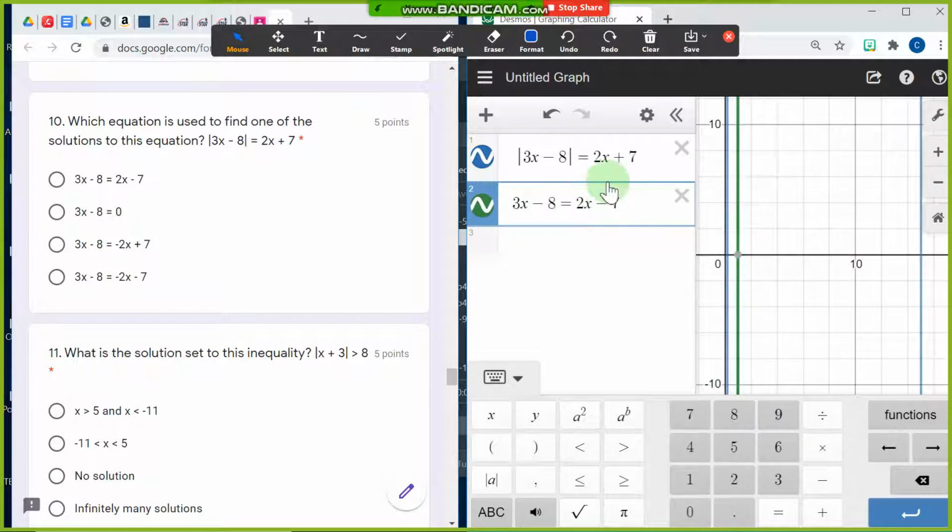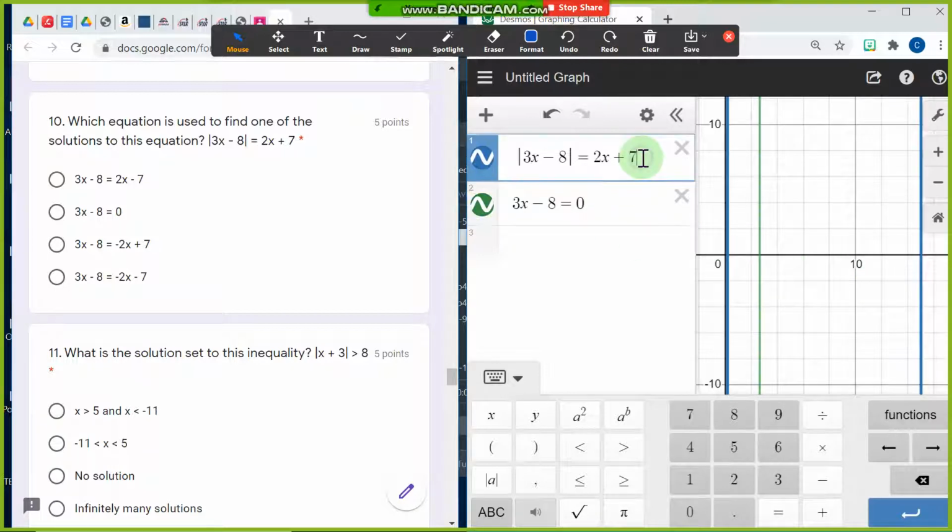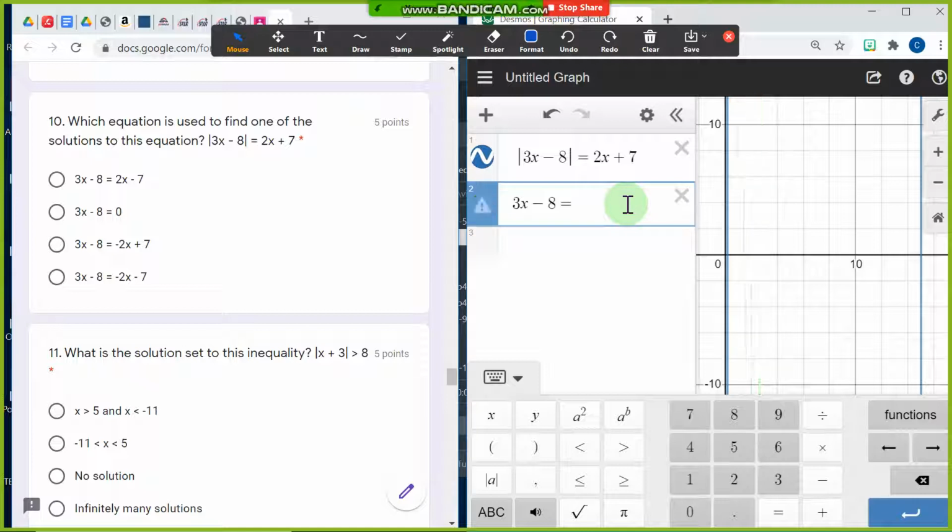Seven. Okay, obviously not the same, right? Doesn't match either line. Okay, let's try 0. Still not the same. Doesn't show either line. Let's try the next one. Negative 2x plus 7. Again, not the same. Does not show. Very last one, we'll go minus 7. And you can see it matches the solution on the left. All right, and that's all we need. So D will be your correct answer.